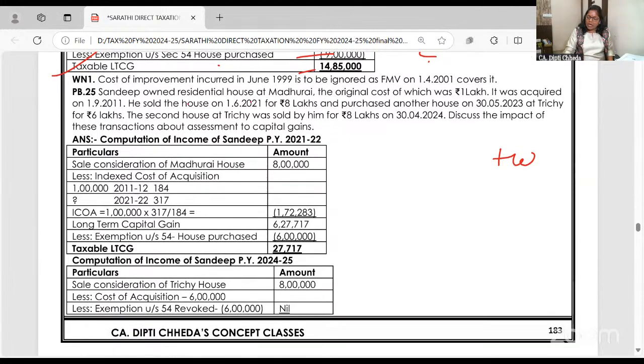Next, Sandeep owned the house in Madurai, which he had acquired for 1 lakh in 11, and he sold it in 21. So 21-22, he sold this house for 8 lakhs. Sold this house for 8 lakhs. When? 21-22. Ma'am, then we have to calculate capital gain for that year. Answer is yes. So it was purchased in 2011-12 and then sold in 21-22. Okay. So you got the capital gain in that year. He purchased another house in May 23. June 21, he sold the house.